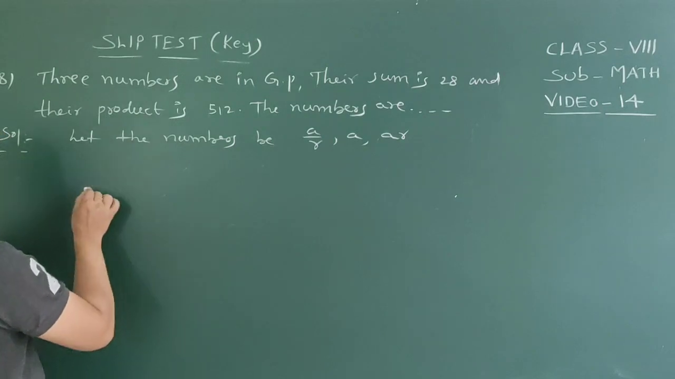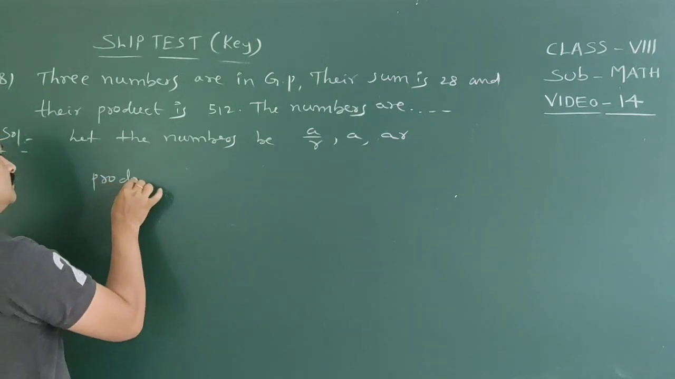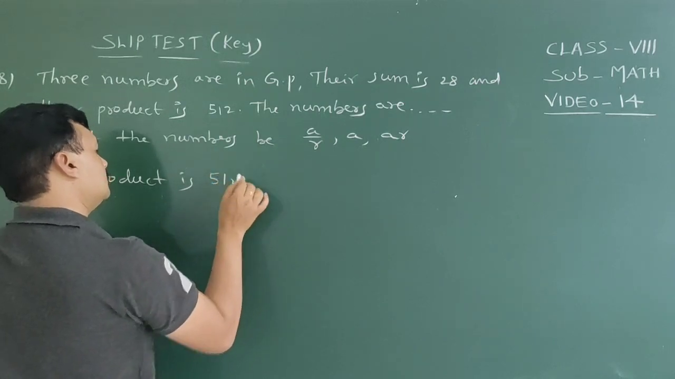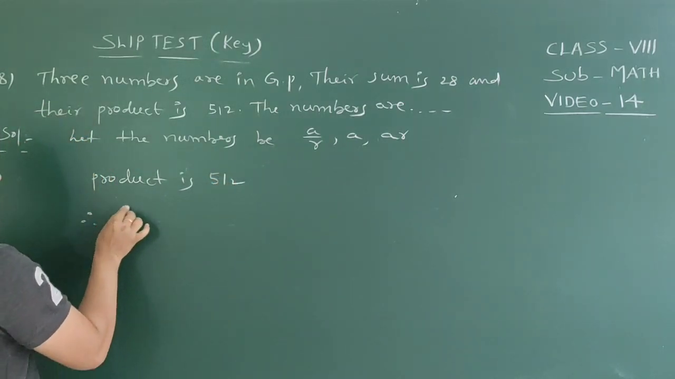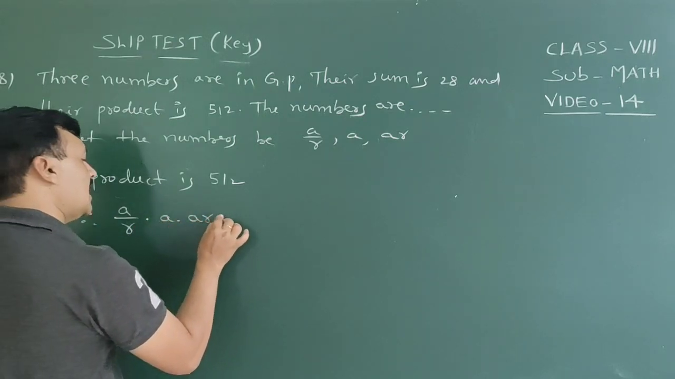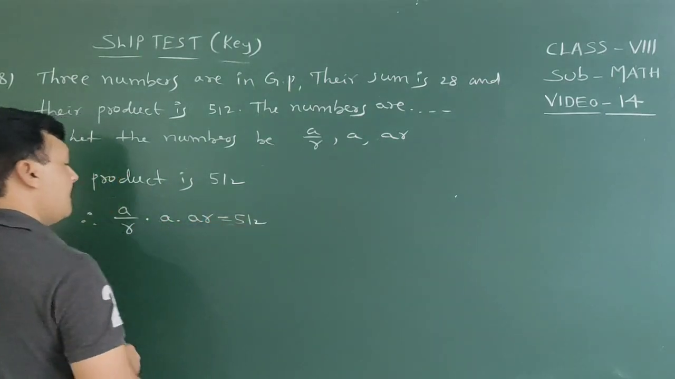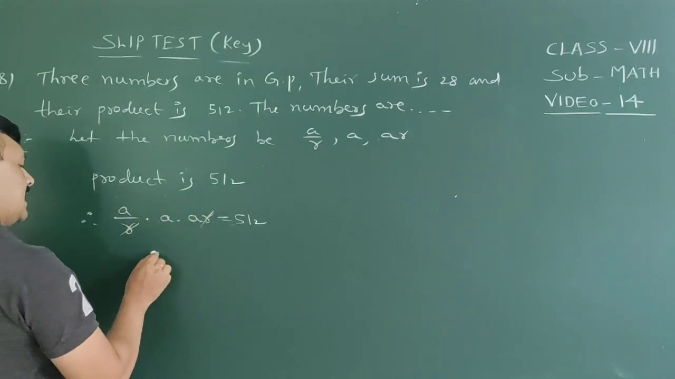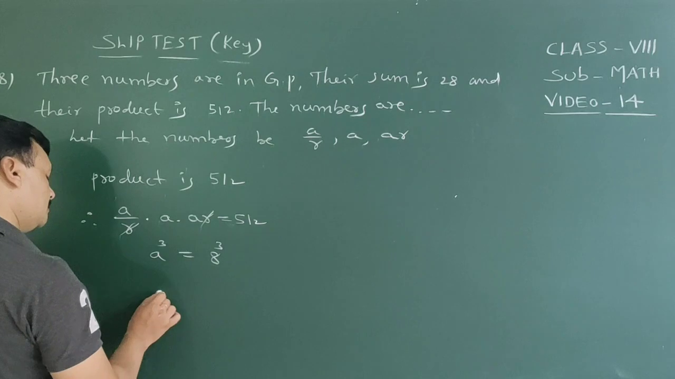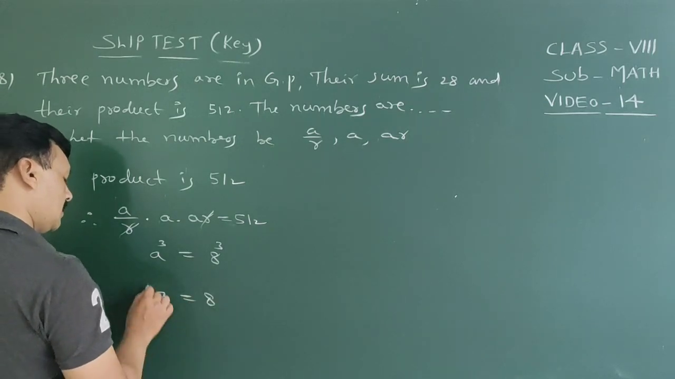Here the product is 512. Therefore, a by r into a into ar equal to 512. r gets cancelled. a cube equal to 8 cube. So a equal to 8.